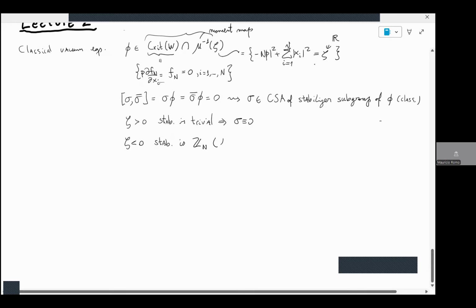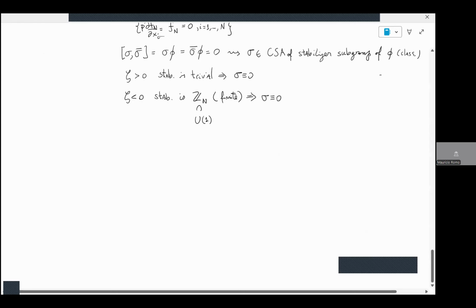So it's a finite subgroup, Z_n inside U(1). Therefore the Lie algebra of a finite subgroup is also 0, so sigma is also identically 0. This is not going to happen in general. In non-abelian theories this usually doesn't happen, and then this analysis is not enough to determine the infrared dynamics of this model.